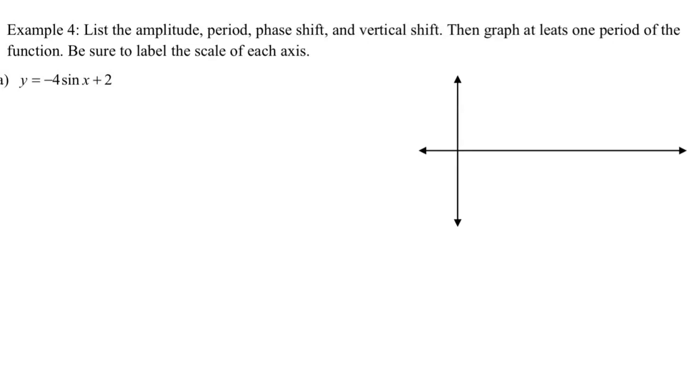Okay, here in example 4, we're going to add in phase shift and vertical shift so we can get an idea of how those two things affect the graph. And so here we have y equals -4 sine x plus 2.